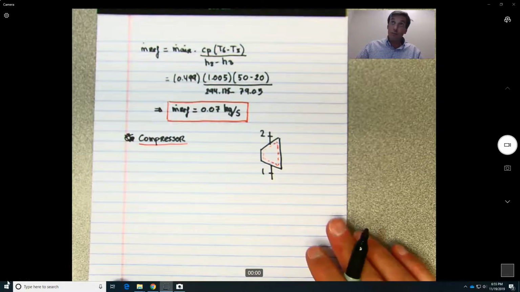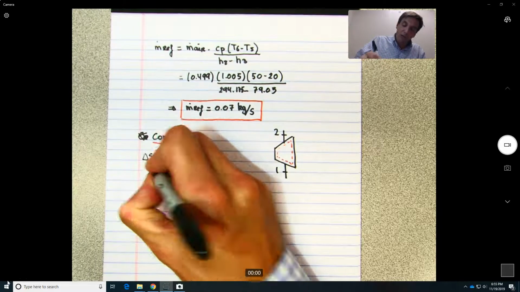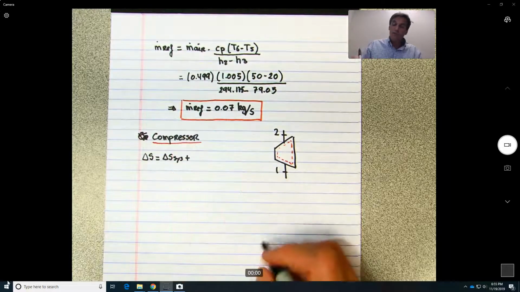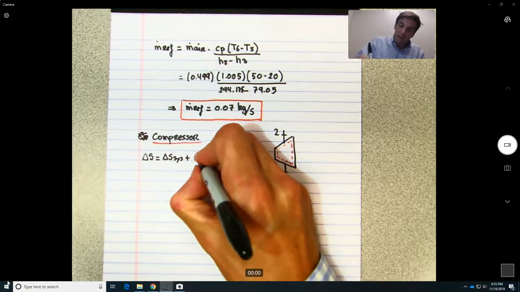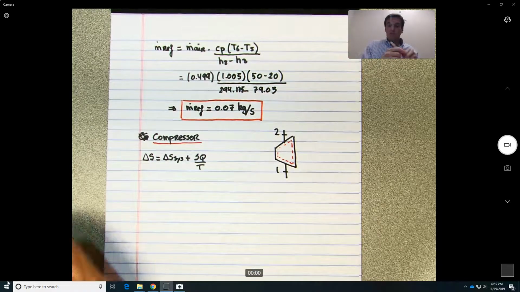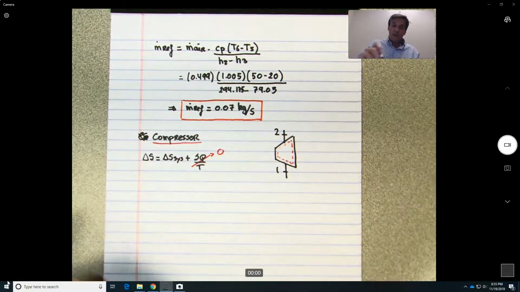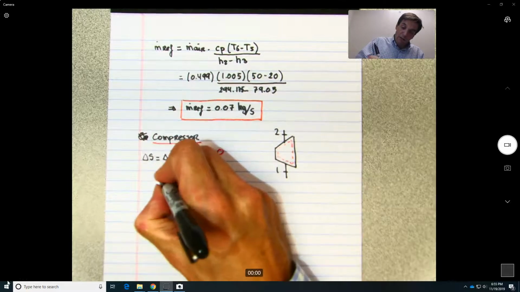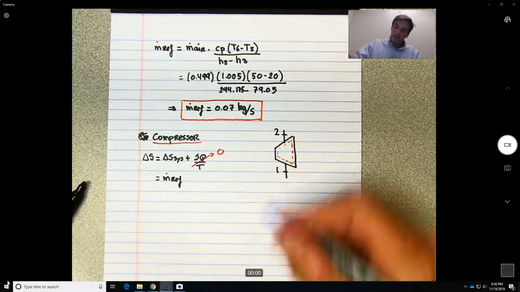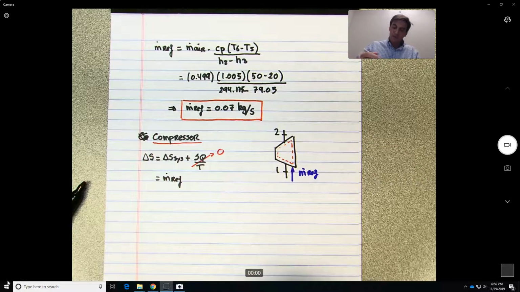So recalling the principle of increase of entropy of the universe, the total change of entropy will be equal to the change of entropy of the system plus the change of entropy of the surroundings. So in this case, there is no heat going out, so this is 0. And this will be equal to what? Mass flow of the refrigerant, let's call it this way, times what?